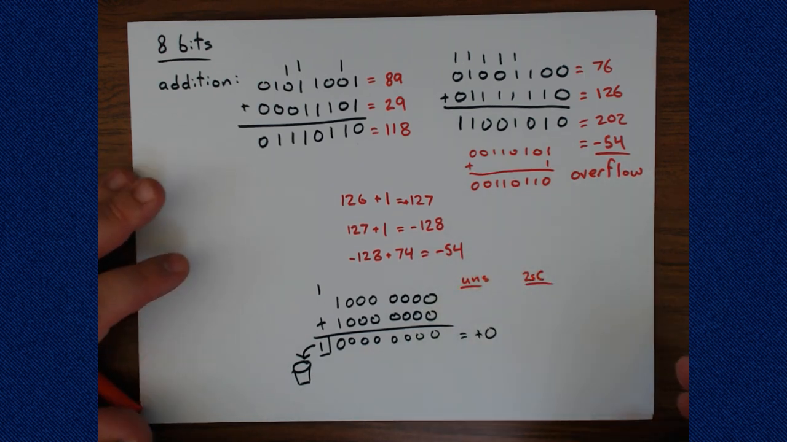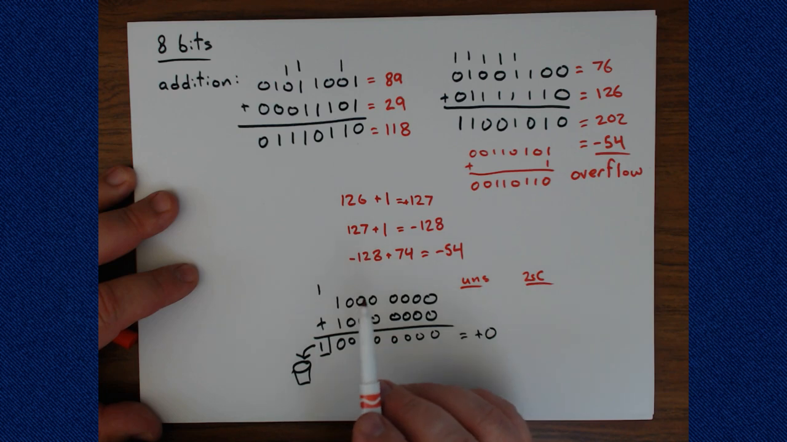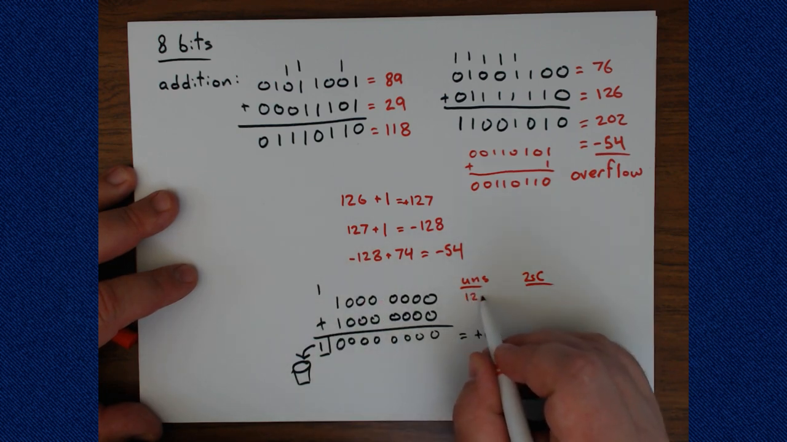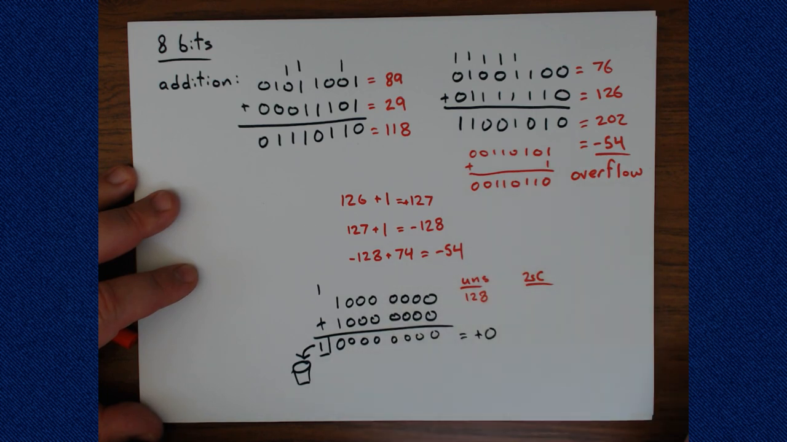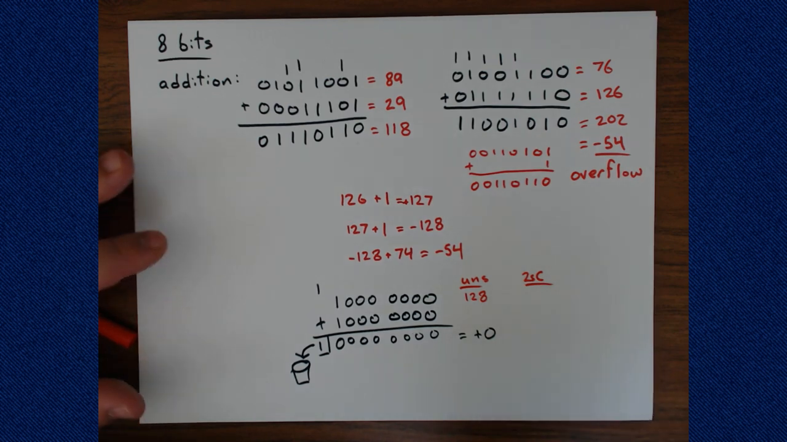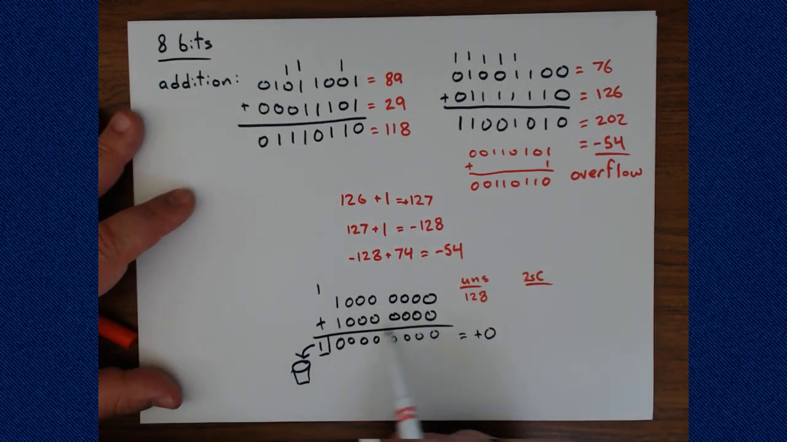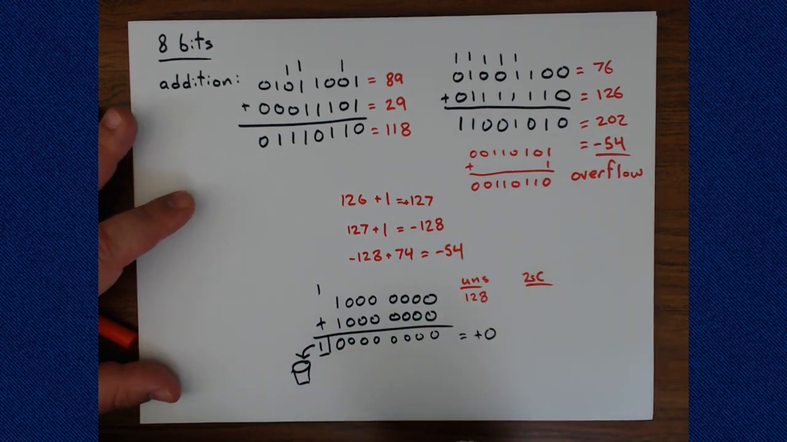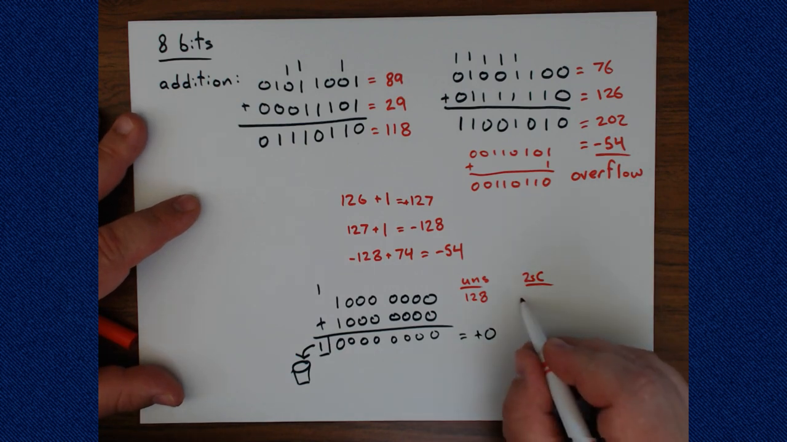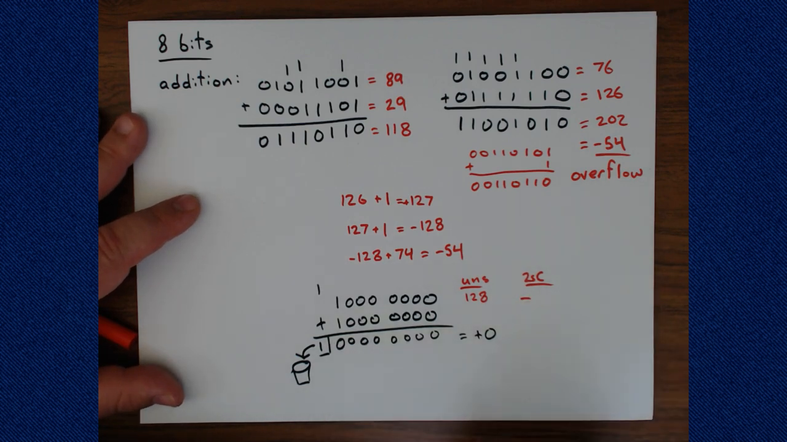So if we are unsigned, then this is going to be 128. And since they're both the same bit pattern, they're both 128. Now if this were 2's complement, then this is a negative value. They both are because they're the same. And to find the equivalent of this, so we know it's negative, we'll flip all the bits, and then we'll add 1 to it.